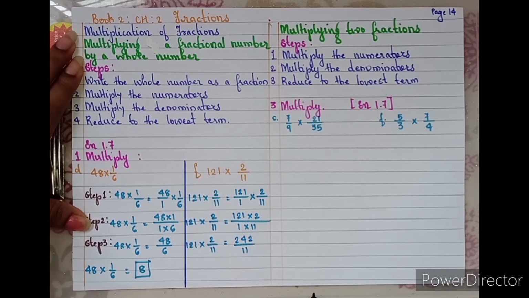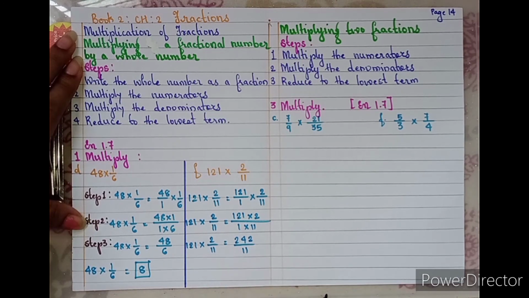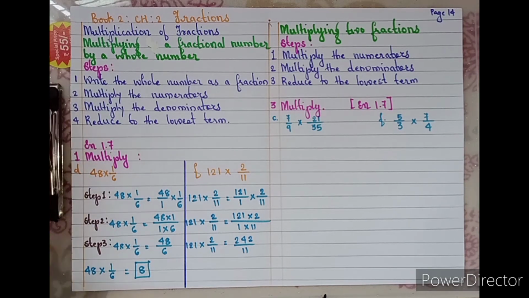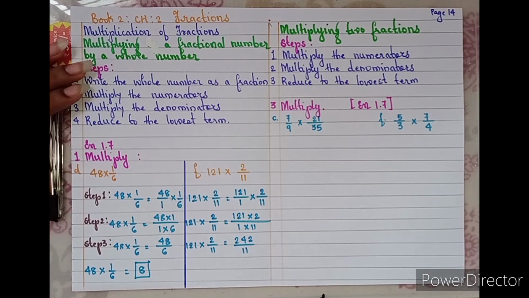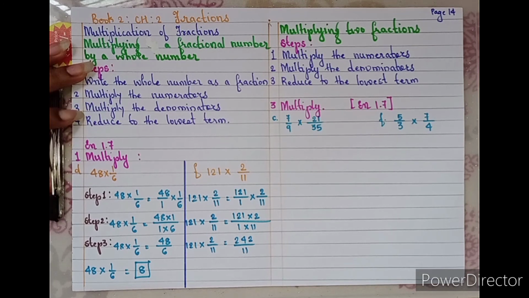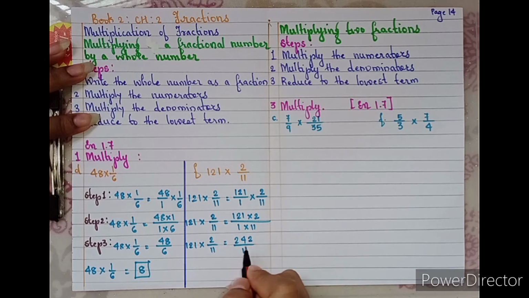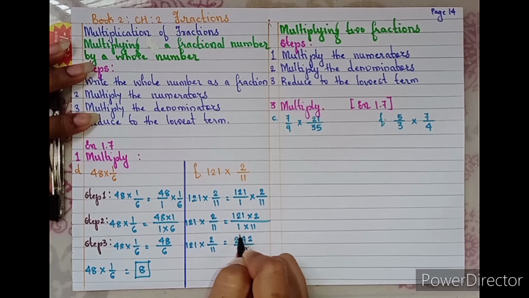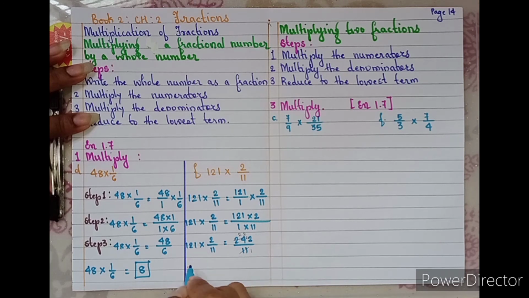So further, we can divide this, and you know the formula for changing an improper fraction to a mixed fraction, isn't it? But if we see further, it is divisible by 11 completely. So just see, 11 1s are 11, 11 2s are 22, remain 2, and 11 2s are 22. So what is our answer? 22. Therefore, let's write 121 into 2 upon 11 equals 22 is the answer.